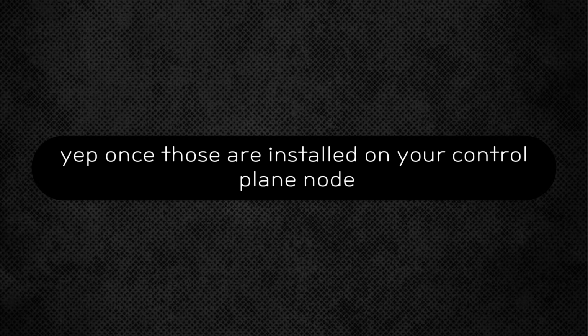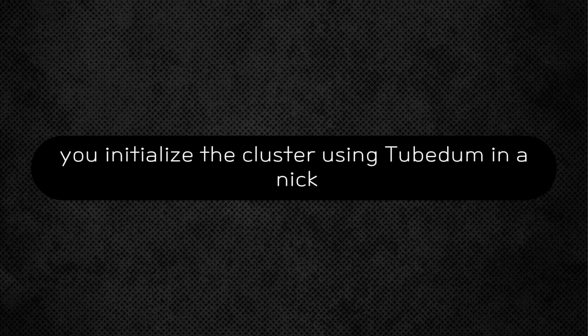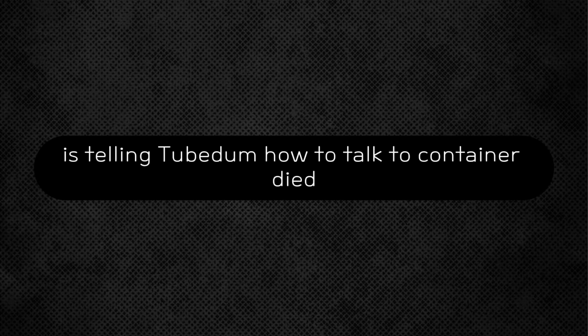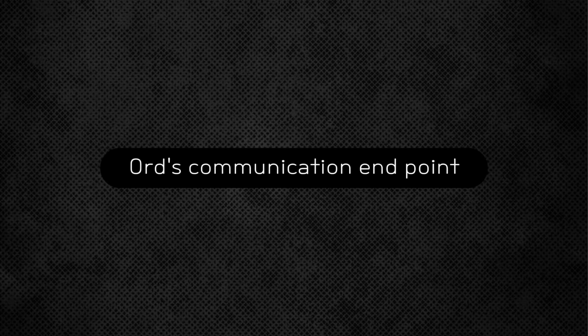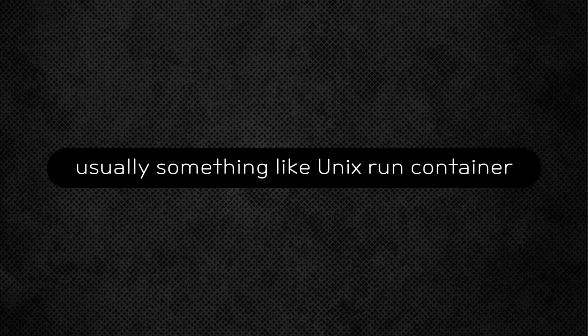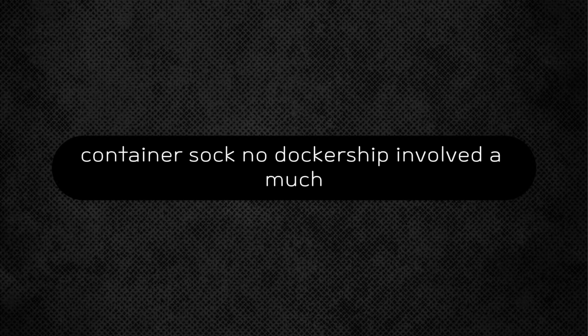Once those are installed on your control plane node, you initialize the cluster using kubeadm init. And a key part of this command, connecting back to our discussion, is telling kubeadm how to talk to containerd. You do this with the CRI socket flag. The direct connection. Exactly. You point it directly to containerd's communication endpoint, usually something like unix:///run/containerd/containerd.sock. No Docker shim involved. Much cleaner.